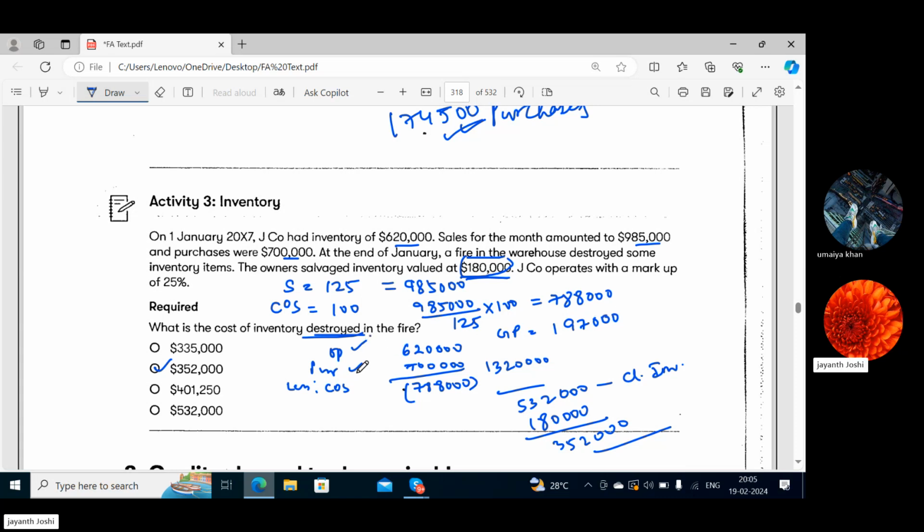Opening inventory plus purchases minus closing inventory is cost of sales. Again, that substitution: opening inventory plus purchases, from that we deduct cost of sales. We actually get closing inventory as this value. But in our question, the salvage value is given as this. That means this much inventory has been destroyed by fire. Clear?